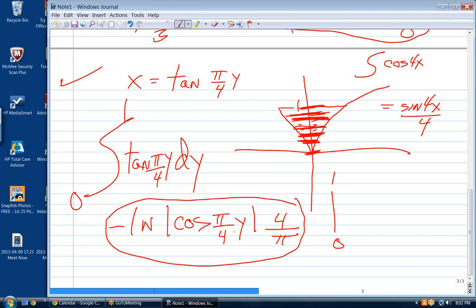Because the 0 will cancel out. Well, actually, the 0 will be 1. I'm sorry, yes, the cosine of 0 is actually 1. The cosine of pi over 4 is square root of 2 over 2, and so forth. So we would be taking here, let's go through it. It would be the natural log minus the natural log of, well, the cosine of pi over 4, the absolute value of it is square root of 2 over 2.